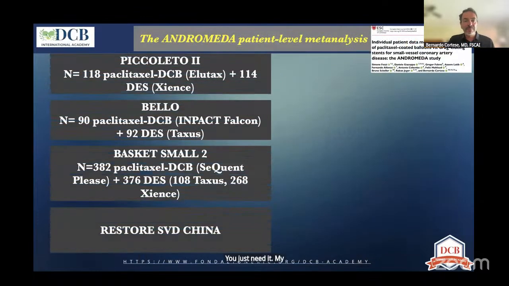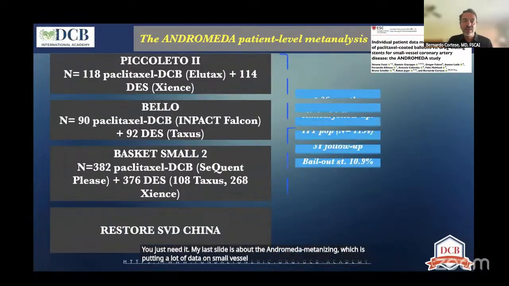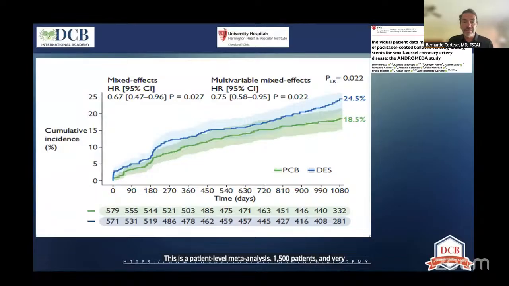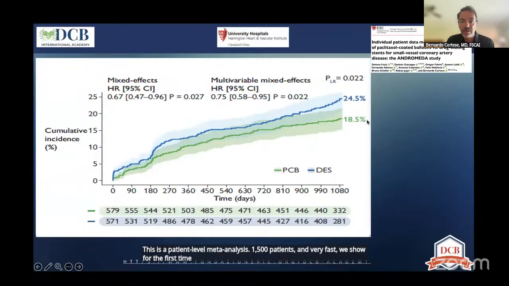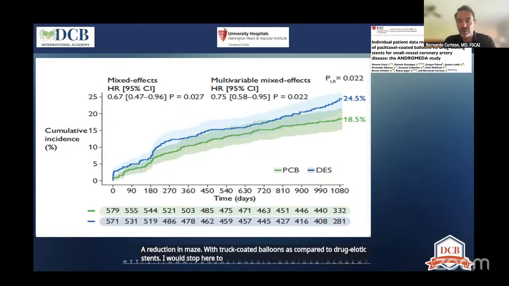My last slide is about the Andromeda meta-analysis, which is putting a lot of data on the small vessel disease management. This is a patient-level meta-analysis, 1,500 patients, and very fast, we show for the first time, after 3-year follow-up, a reduction in MACE with drug-coated balloons as compared to drug-eluting stents. I would stop here to leave some time for the discussion, if you agree, Azim.